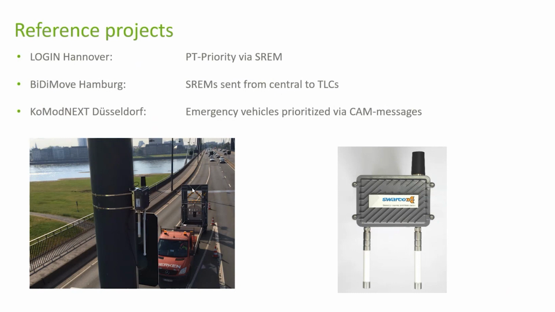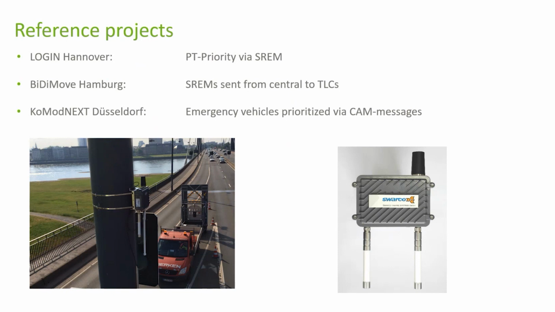Maybe I can reference some projects before we come to the end. As we said, we have implemented these functions in several projects now in Germany, and the most important ones here, to name a few: the Login project in Hanover, where we do PT priority via SRAM messages; BD Move in Hamburg, also SRAM messages, although they're processed via the central. As you remember, there are two ways of doing it, or you can either choose to send them via the central or via the RSU. Komoot Next in Düsseldorf, prioritization of emergency vehicles, in this case via CAM messages.